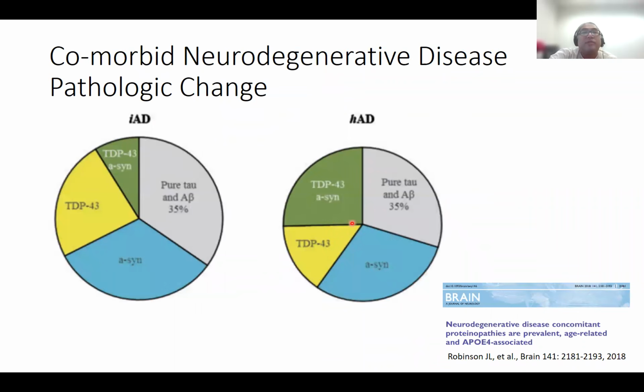But just to show you, this is, for example, data from our brain bank where we just looked at the cases with either intermediate level of ADNC or a high level of ADNC. And we said, how many of them have only plaques and tangles, right? And it's a minority of cases, only about 35% of cases, whereas the vast majority have a concomitant TDP-43 pathology, alpha-synuclein pathology, or both, right? And so I think it's very important to recognize that the vast majority of cases of Alzheimer's disease do not have only plaques and tangles, and they have other comorbidities.